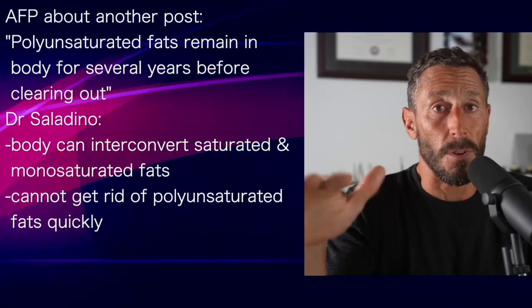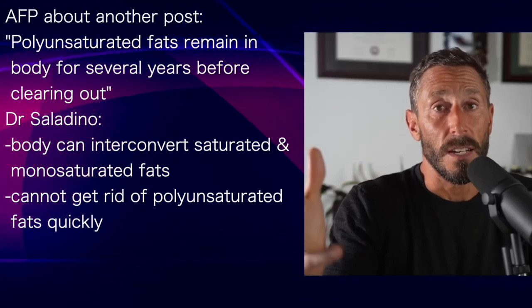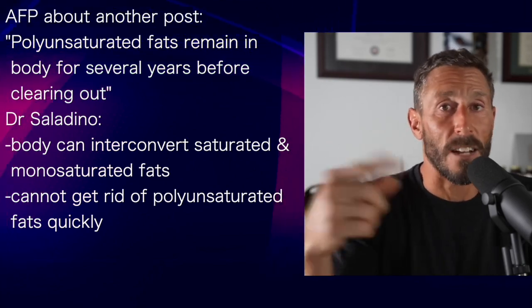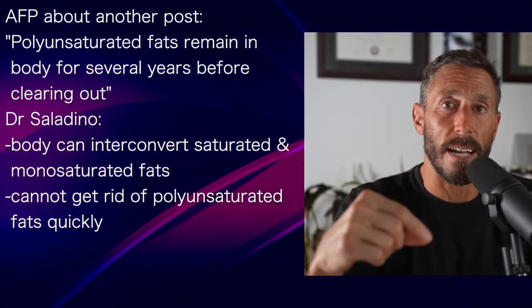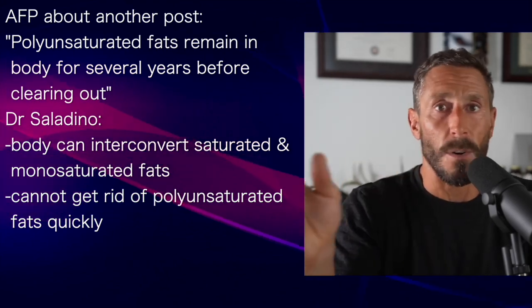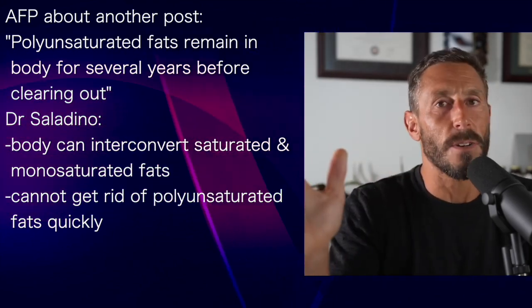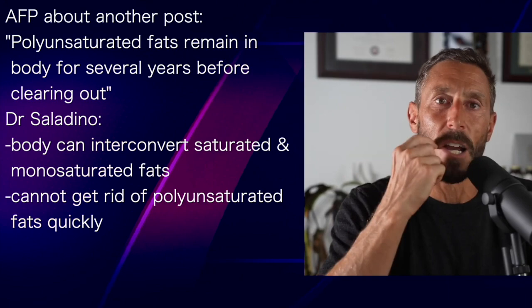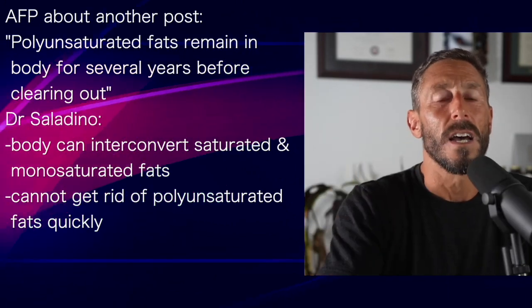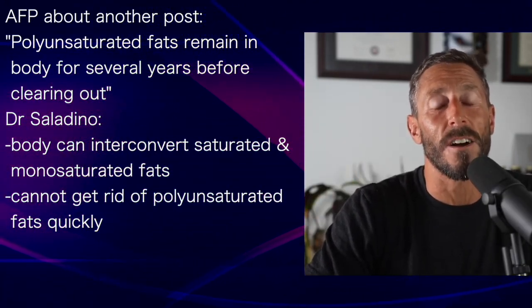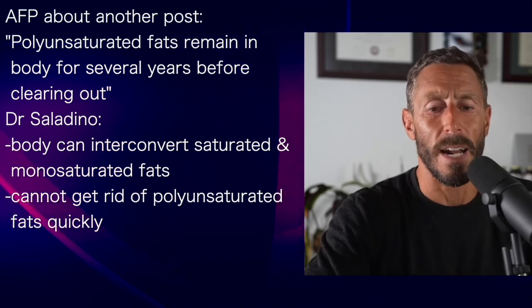One thing that is not debatable is that polyunsaturated fatty acids get stored in your body. Your body can interconvert saturated and monounsaturated fats, so we can get rid of saturated or mono and shift, but we can't get rid of polyunsaturated fats through any sort of enzymatic process. They are stored in your body and then slowly get removed from the cell membranes based on the flux of fats that you're taking into your body.